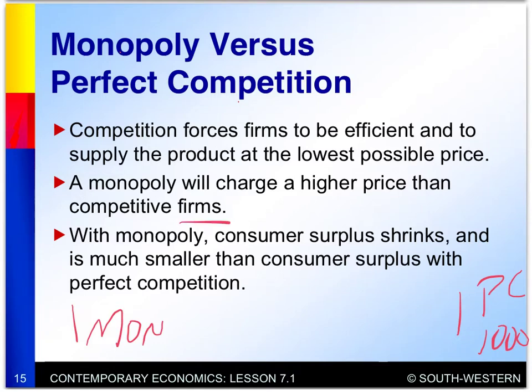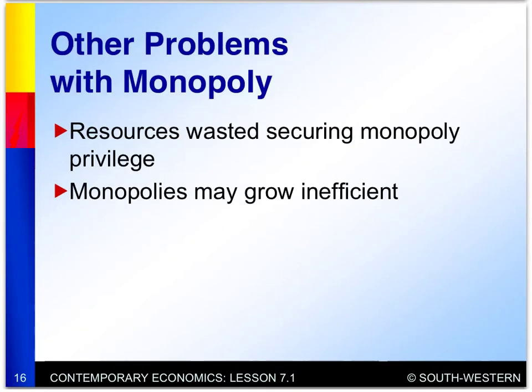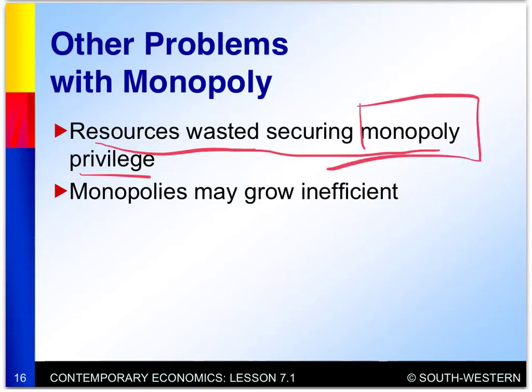Other problems with monopoly: resources wasted in securing the monopoly privilege. To become a monopoly, you have to apply to the government, and they have to basically classify you as a legal monopoly. And monopolies can grow so big that over time they can get sort of fat, dumb, and happy, which means they're satisfied with their success, so they grow inefficient, which means they don't produce their product well.